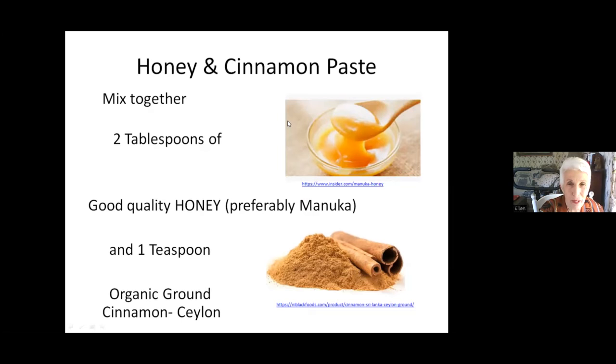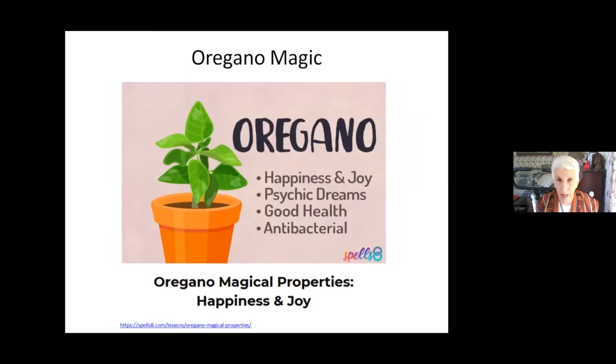Here's a little recipe. Mix together 2 tablespoons of really good honey. Manuka works best for its antibacterial components, and a teaspoon of organic ground cinnamon, preferably Ceylon. But truthfully, any honey and any cinnamon would also be good to try. You mix them together and you can use them on wounds. It makes wounds heal so much faster, and that's because of its biofilm-disrupting capabilities.